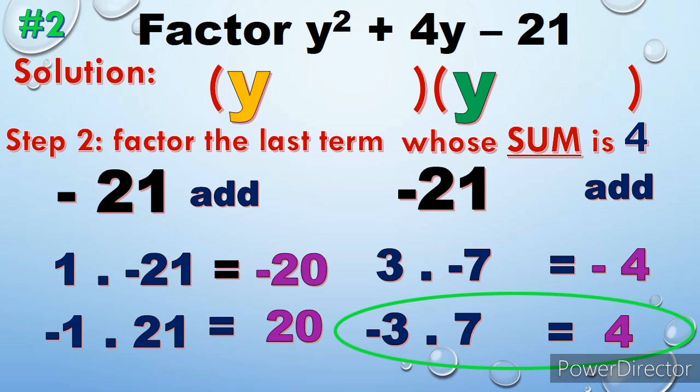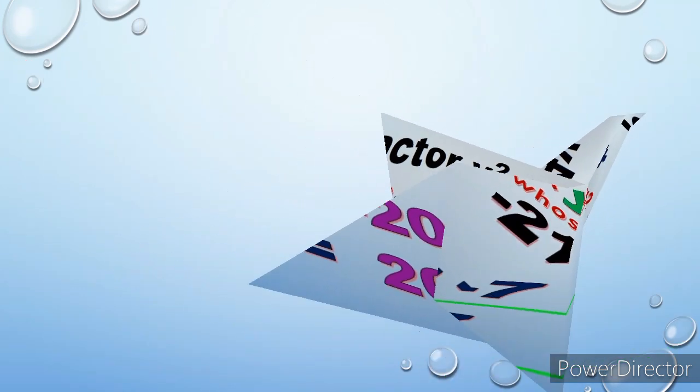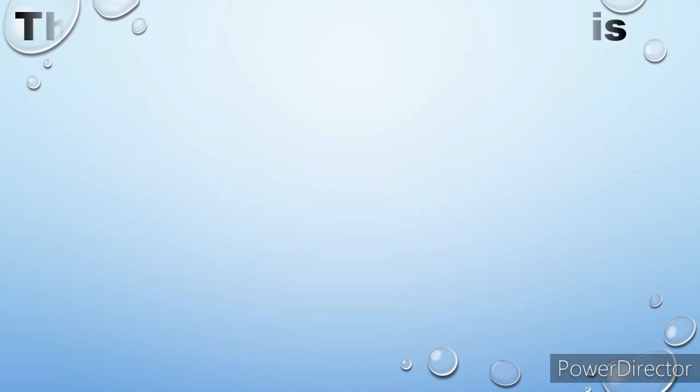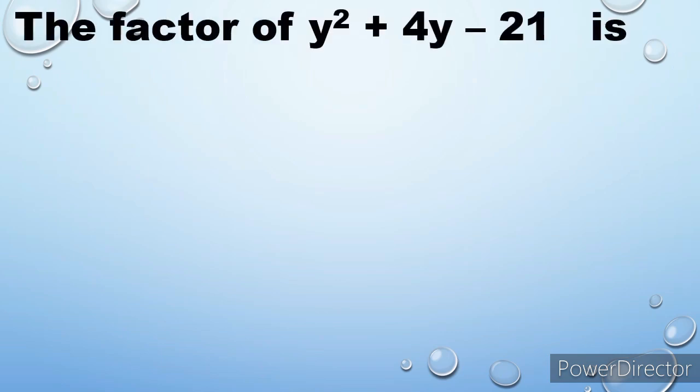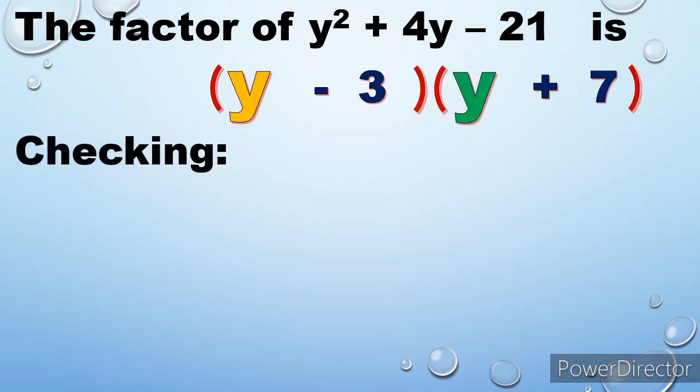Okay? So, doon sa binomial or dalawang binomial na factor natin, which is magiging y minus 3 at y plus 7. Okay, so the factor of y squared plus 4y minus 21 is y minus 3 times y plus 7.